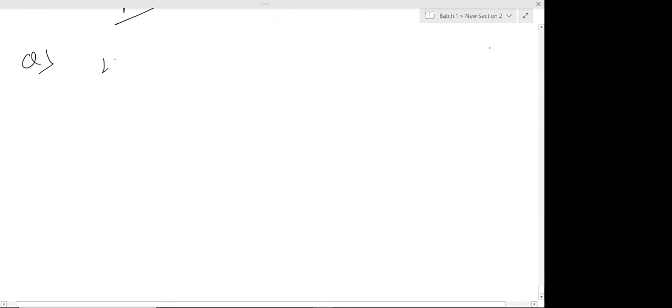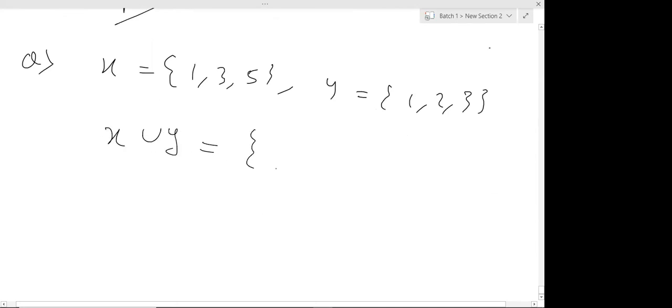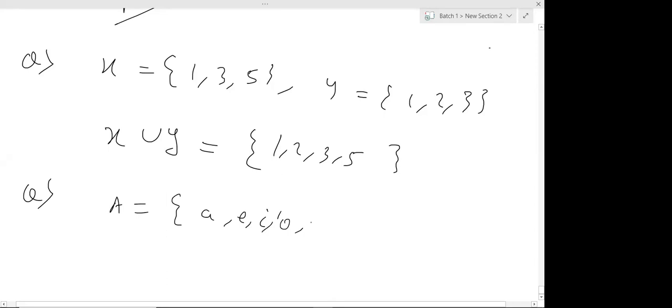Find the union. Let's give the question: X is 1, 3, 5, Y is 2, 3. Find X union Y. Gautam, what is the answer here? Sir, 1, 2, 3, 5. Absolutely right. Let's see if Arsalan can solve another question. Set A has A, E, I, O, and U, and B has A, B, and C. Arsalan, what is A union B?